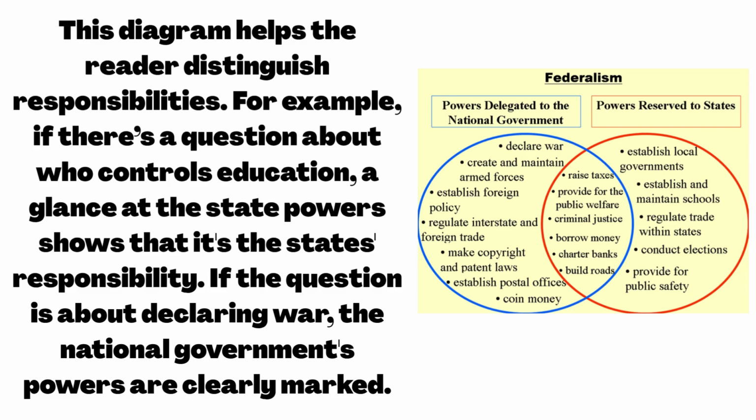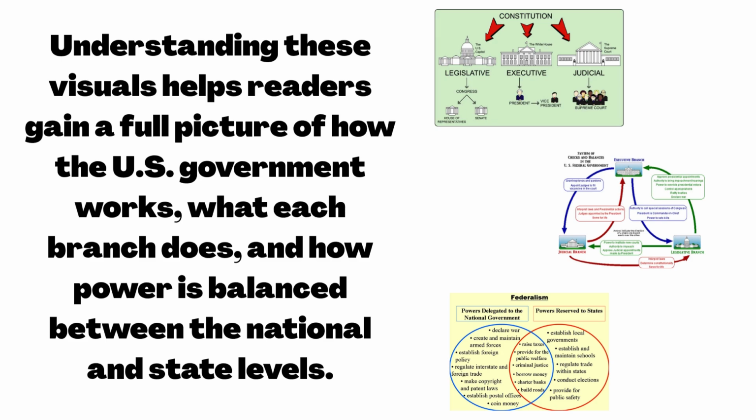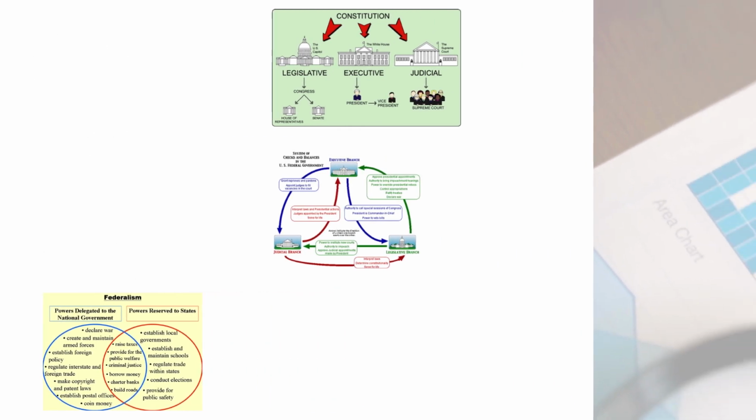For example, if there's a question about who controls education, a glance at the state powers shows that it's the state's responsibility. If the question is about declaring war, the national government's powers are clearly marked. Understanding these visuals helps readers gain a full picture of how the U.S. government works, what each branch does, and how power is balanced between the national and state levels.